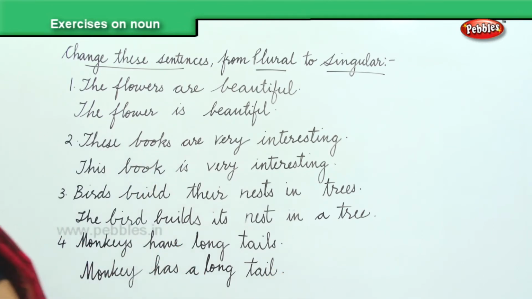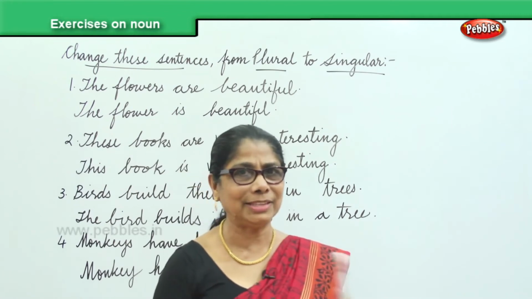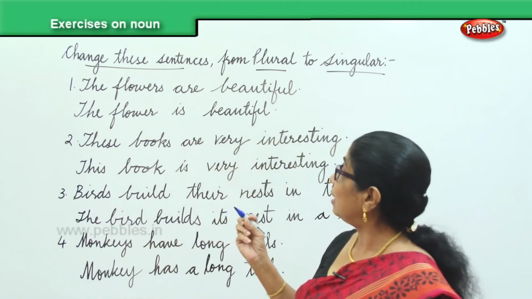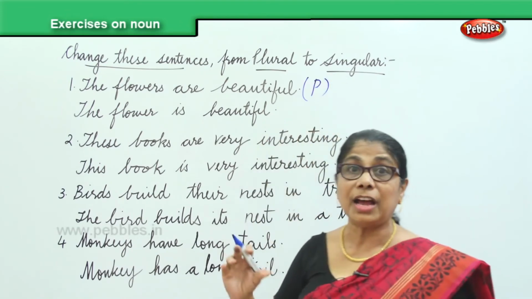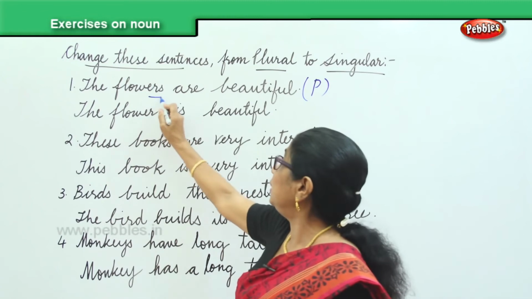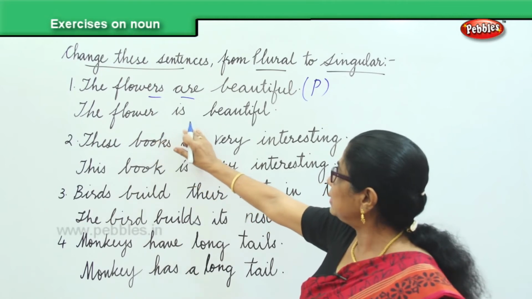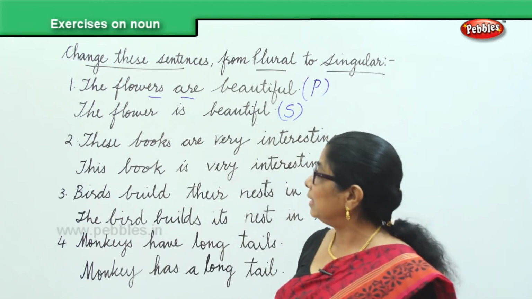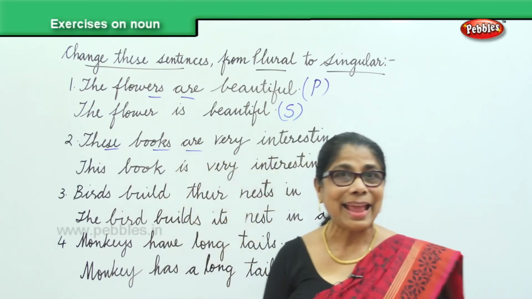Let's look at the sentences once more. Here, what have we done? We are changing the sentences from plural to singular. Before we did singular to plural. Now let's look at it carefully. The first sentence here is, the flowers are beautiful, and that's the plural form. We have changed the flowers and the verb form. So you say the flower is beautiful, and that is singular. Okay? In the second sentence we have, these books are very interesting, and that is the plural.